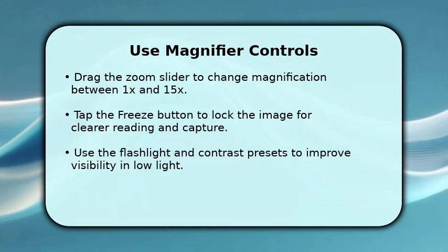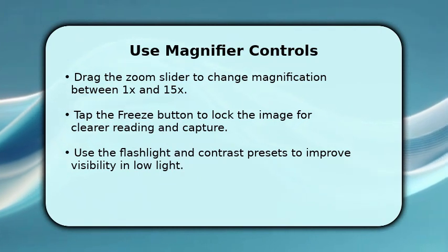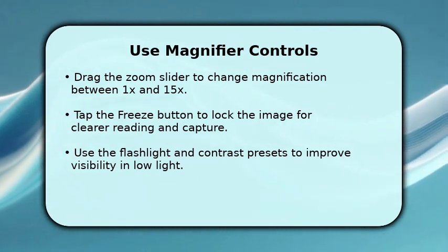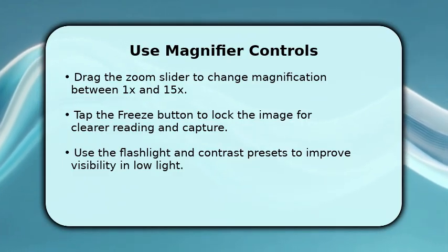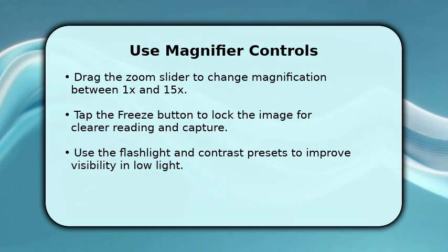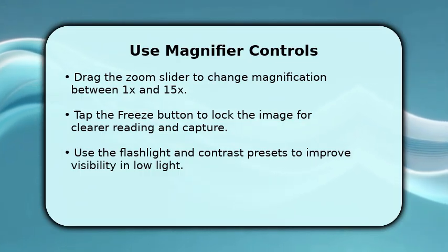Point the camera at the text or object you want to enlarge while holding the phone steady. Drag the zoom slider to change magnification between 1x and 15x for the best detail. Tap the freeze button to lock the image for clearer reading and to take a snapshot.